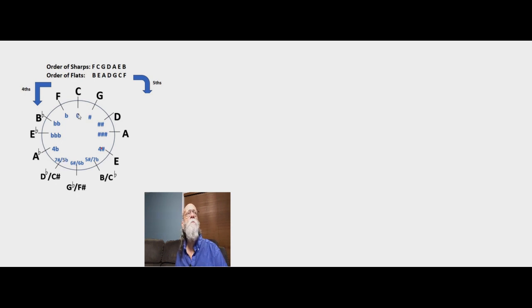And then going back up here to the 0 to get your order of flats, go to the left. On your first space, put 1 flat. Your next one, put 2 flats. Your next one, put 3 flats. Your next one, put 4 flats. Your next one, put 5 flats. And then 6 flats, and then 7 flats.